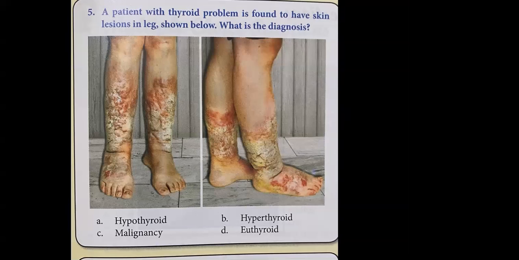The next one is total thyroidectomy, wherein you entirely remove the thyroid gland. These are the different surgeries.